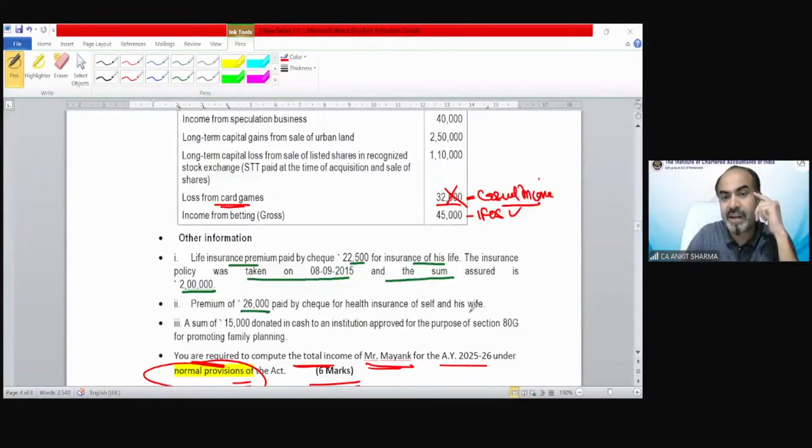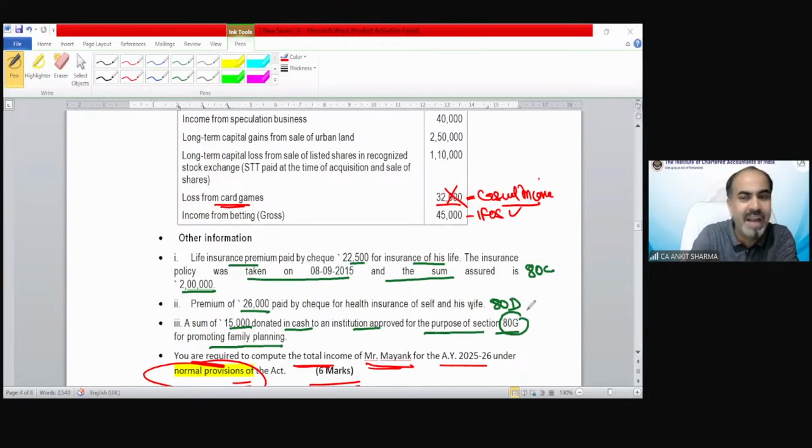This is for 80D, health insurance. This is for 80C. There is a payment of 15,000 donation in cash to an institution approved for the purpose of section 80G for promoting family planning. So that is for under section 80G. What is going to be the treatment that we will see later.